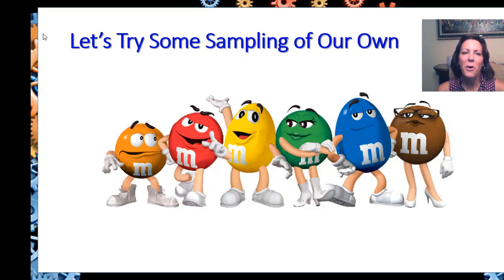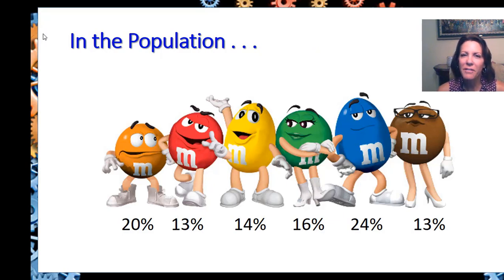But the interesting thing about M&Ms is that there is an actual distribution of how many of each color are produced every year. And this is the actual breakdown. 20% are orange, 13% are red, 14% are yellow, and so on. The M&M's company has published this information. These are how many of each color are made. So we can think of all of the M&Ms made in a year as the population. Let's think of every possible M&M out there.